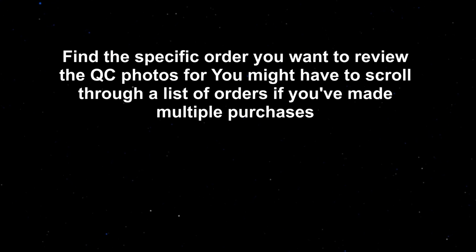Find the specific order you want to review the QC photos for. You might have to scroll through a list of orders if you've made multiple purchases. Click on the order to view its details. This will take you to a page with all the information related to that particular purchase, including the product description, quantity, price, and shipping information.